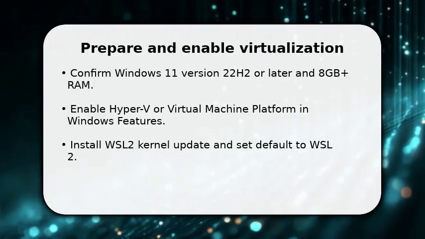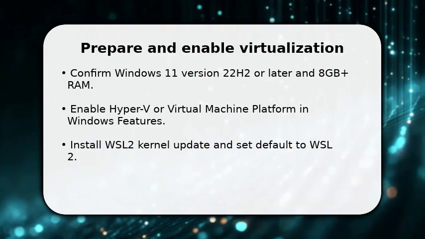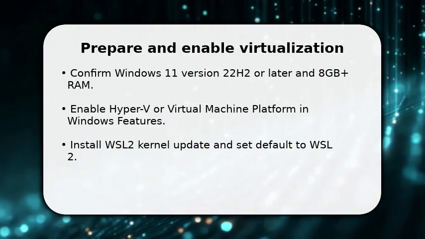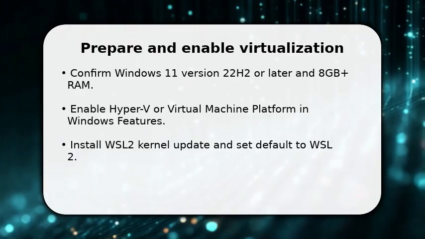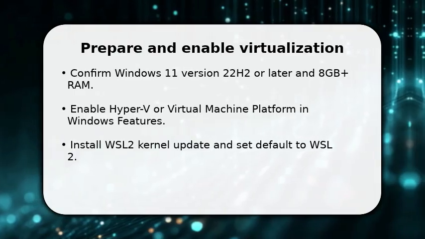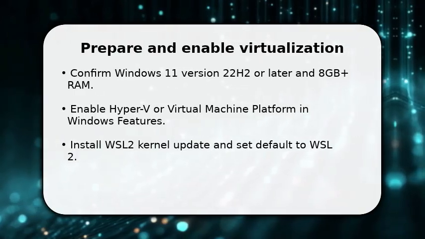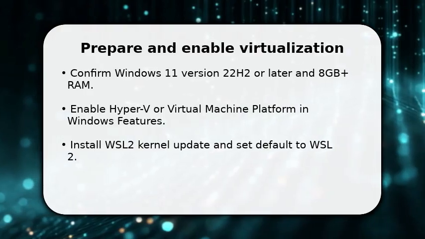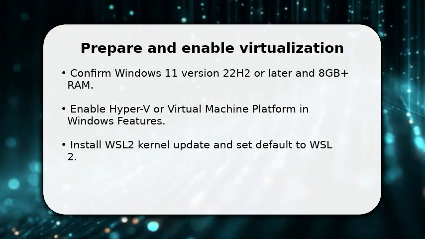You start by preparing the host. Check Windows 11 22H2 or newer and at least 8 GB RAM so virtualization is stable. Enable Hyper-V or Virtual Machine Platform in Turn Windows features on or off. This gives you the hypervisor layer required.